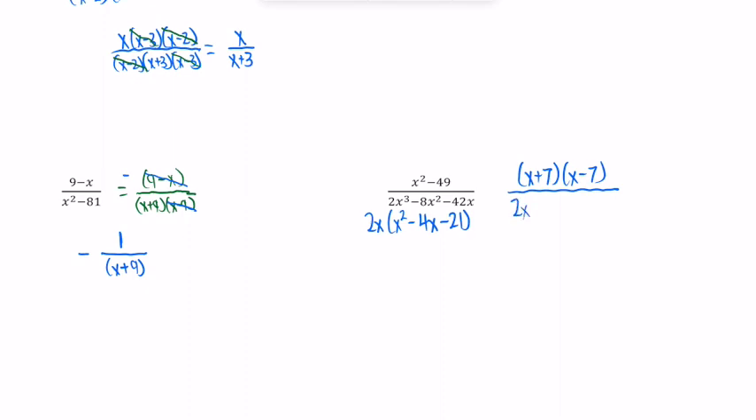So we'll have a 2x in the front, and factoring that trinomial to multiply to be negative 21 and add up to negative 4, we would need x minus 7 times x plus 3. And looking at what we have here, we can see we have a common factor in the numerator and denominator of x minus 7. So we cancel those out, and we're left with x plus 7 over 2x times x plus 3.